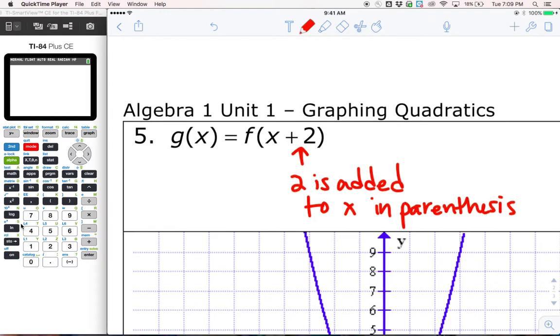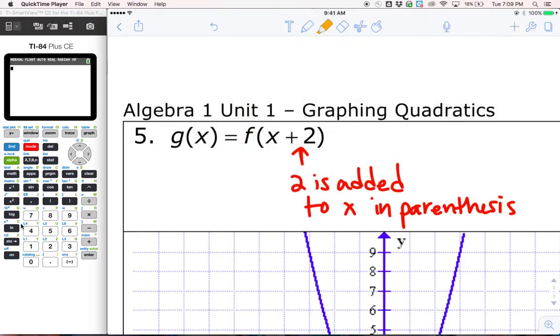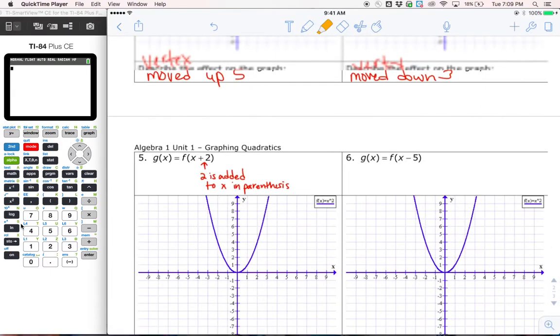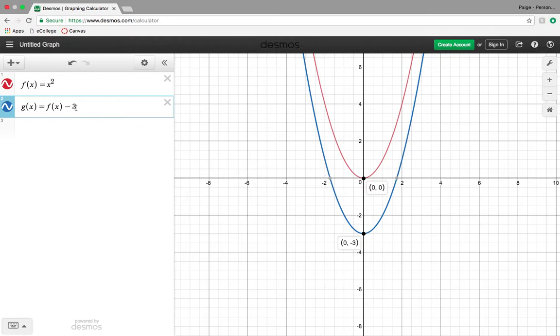Well, we know that a number in the front would change the shape, so that's not happening. We know that a number added or subtracted at the end moves it up or down, so that's probably not happening. So what do you think adding 2 in the parentheses does? Any guesses? All right, well, let's take a look. So we're going to make this look exactly like it did, plus 2.